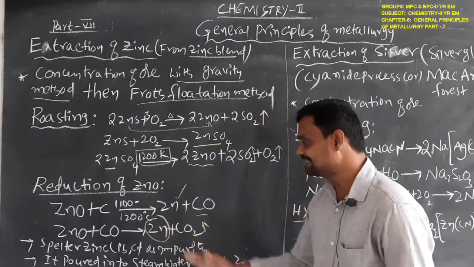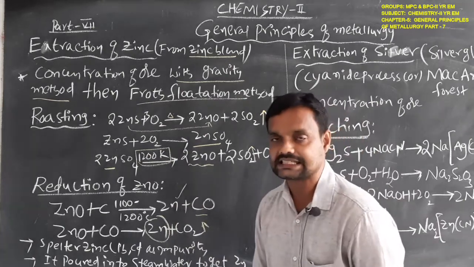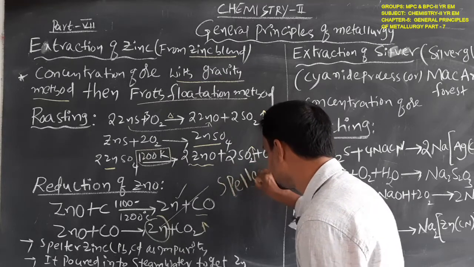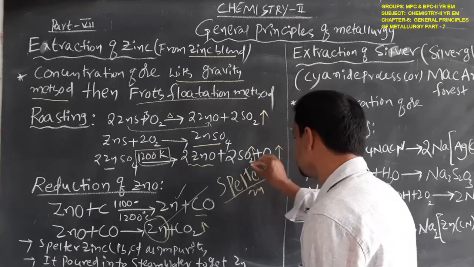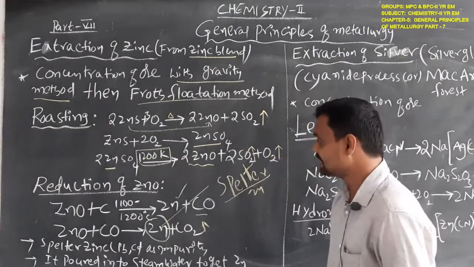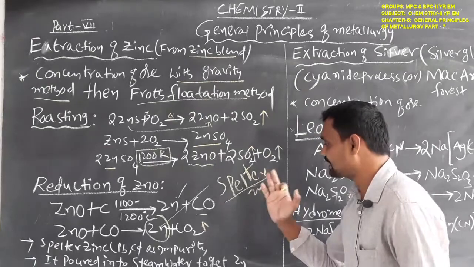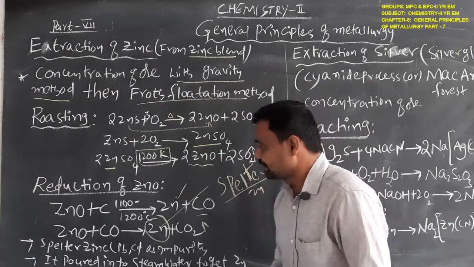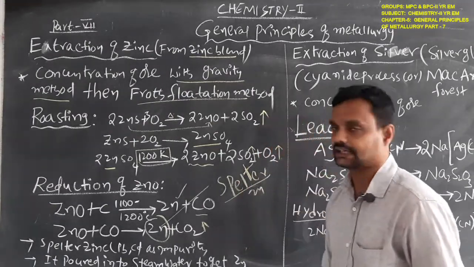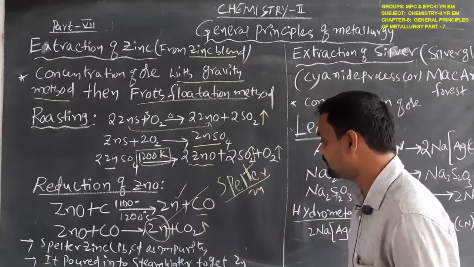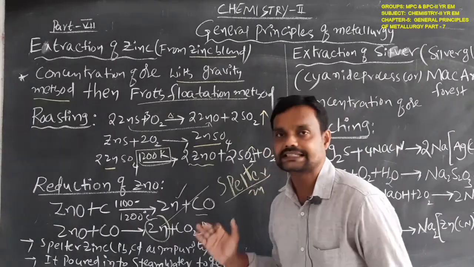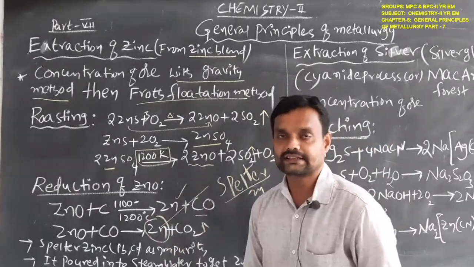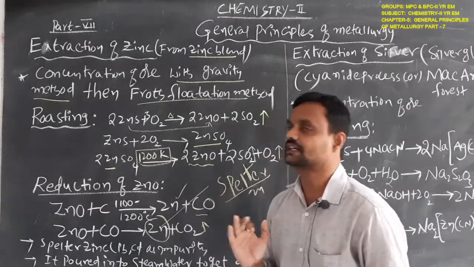So the zinc extracted here is called spelter zinc. Okay students, what is this zinc called? Spelter zinc. Spelter zinc means this zinc contains lead and cadmium as impurities; that is called spelter zinc. So this spelter zinc is poured in steam water, and finally we get the zinc. So this is the extraction of zinc.